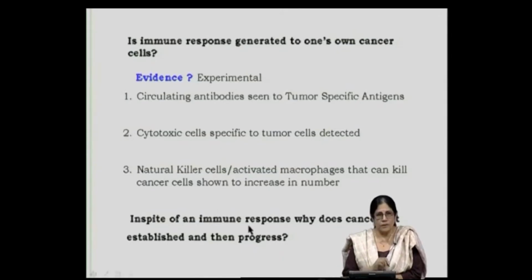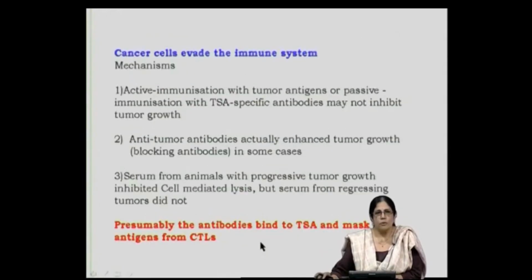So, in spite of this, why is the immune system not able to eliminate the cancer cells? Why is the cancer allowed to get established and then progress? That is the question. That is because cancer cells can evade the immune system. Now, is there evidence to say that? There is evidence. Again there is huge literature which discusses the mechanisms by which cancer cells can evade the immune system. Let us go one by one with these.